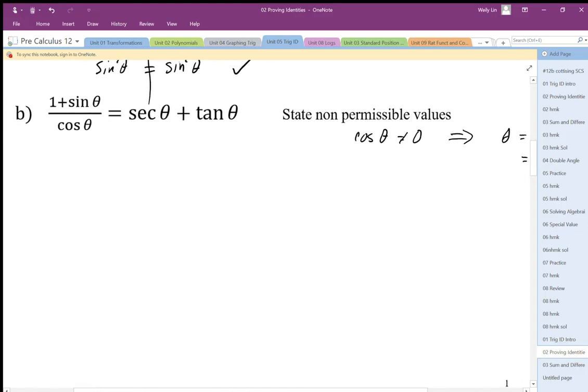Again, I want to show algebraic steps to show the right side and left side are equivalent. This time I'm just going to work on the left-hand side. I'm going to algebraically manipulate it by splitting this up and writing it as 1 over cos theta plus sine theta over cos theta. 1 over cos is equivalent to secant theta. Sine theta over cos theta is equal to tan theta. And now I have my left side equals right side. There's my algebraic proof.